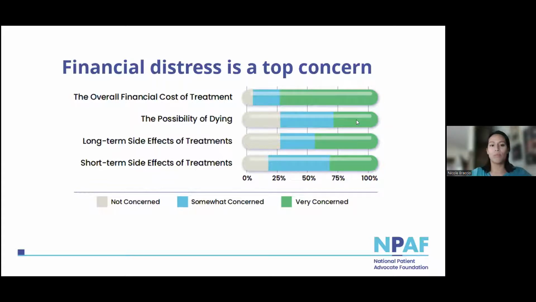Additionally, people pointed out long and short-term side effects of treatments were concerns, but again, financial cost of treatment was the number one concern. I think it's important to note this because we all come from various backgrounds, but oftentimes the help and the assistance that we provide patients, or that we as patients receive, has to do with financial assistance, financial planning, all of this to avoid financial distress.